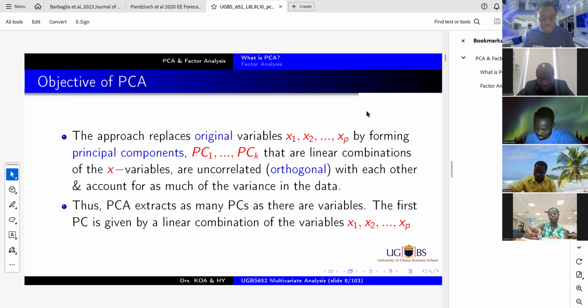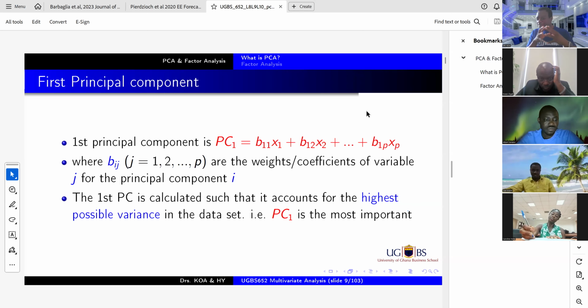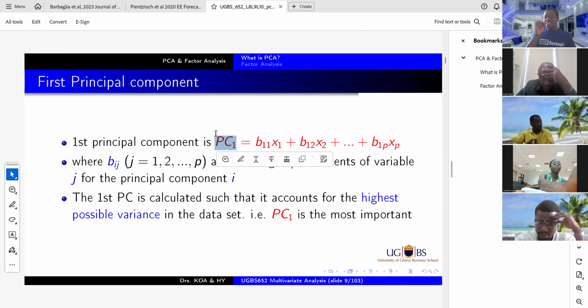Every other principal component will hold less and less importance. So you will see that over time, as the principal components are increasing, the importance is doing what? You can tell me. As principal components are increasing, what is happening to the importance? I think it'll be decreasing. It's decreasing. That's it. It's falling.